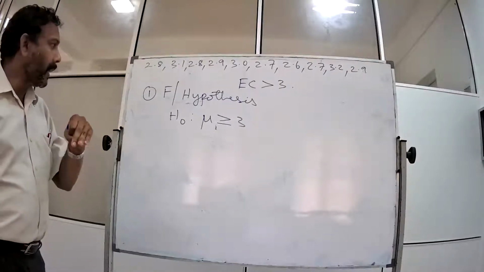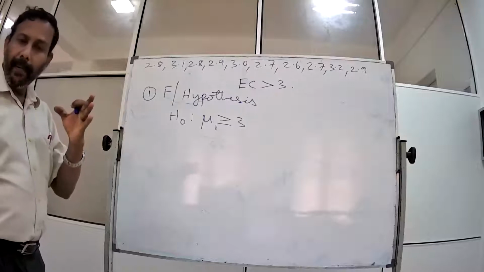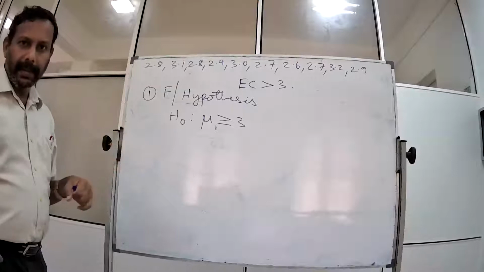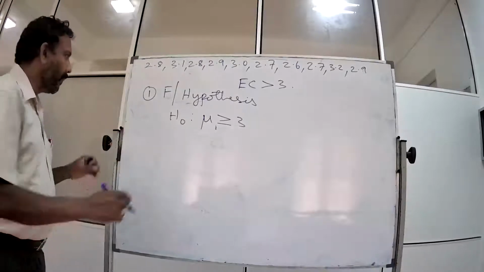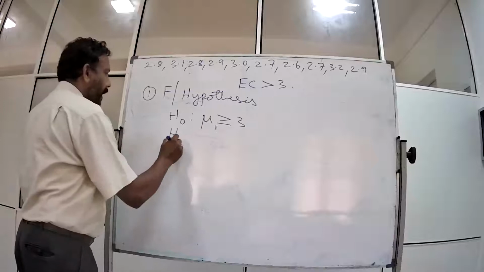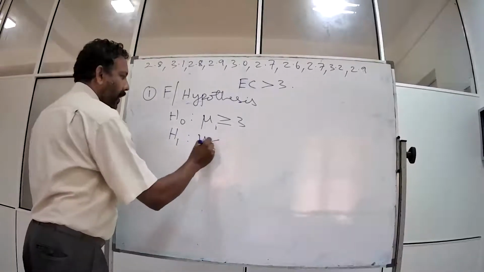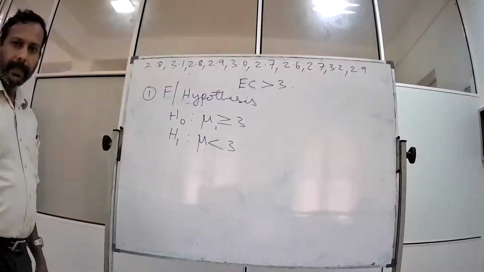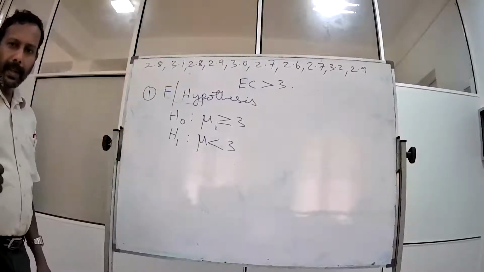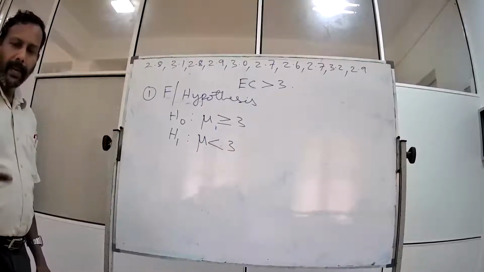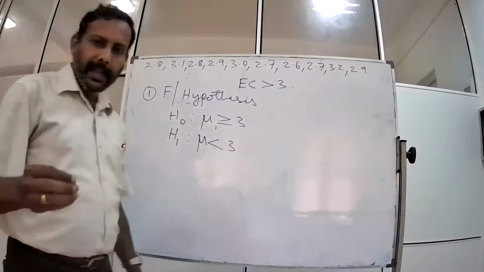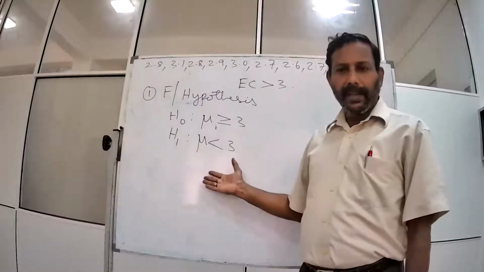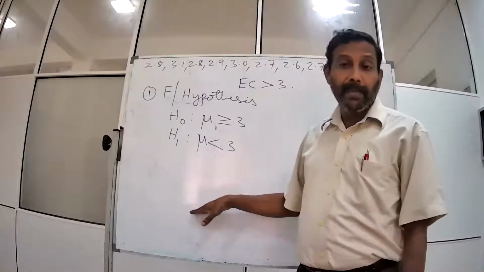So that means if it is equal to 3 or greater than 3, we could say that it is not good for irrigation purposes. Is it clear? The alternative is definitely less than. So this is the first step: you have to formulate the null and the alternative. This is last year's question. You can ask any questions on this, otherwise we will go to step 2.